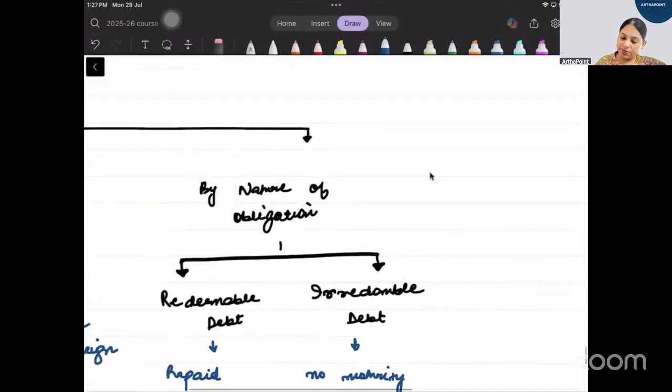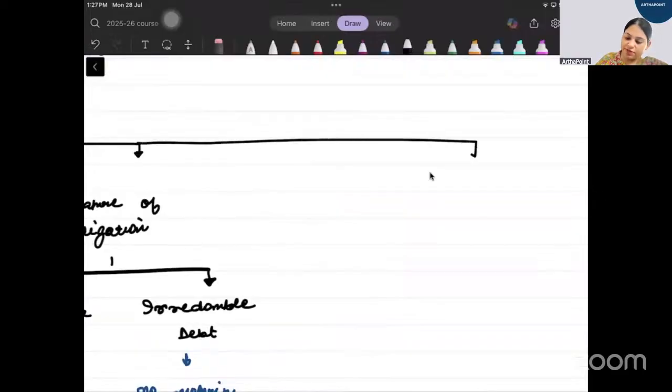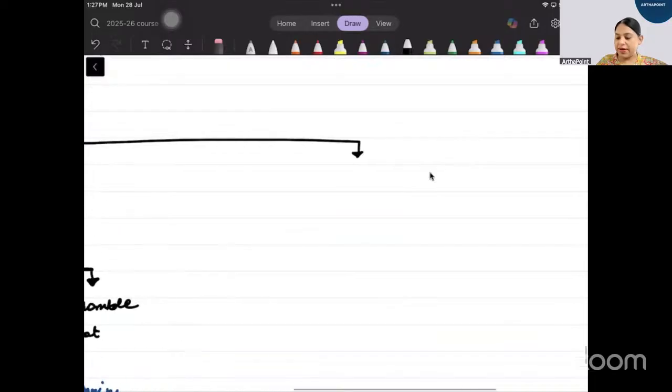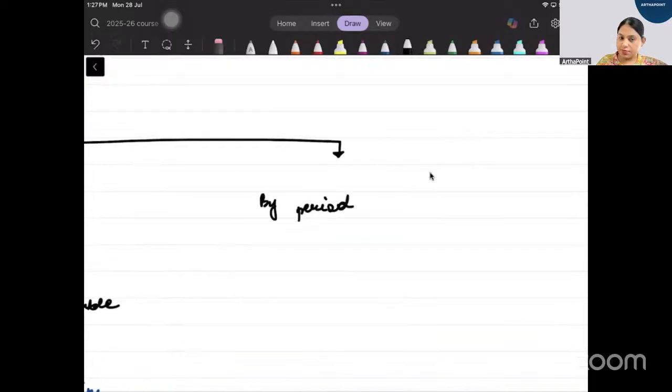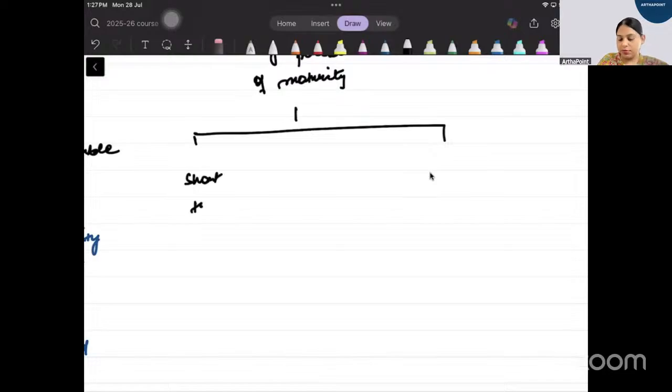Then the third one that you have is by period of maturity. By the period of maturity, there are three: short term, medium term, long term.